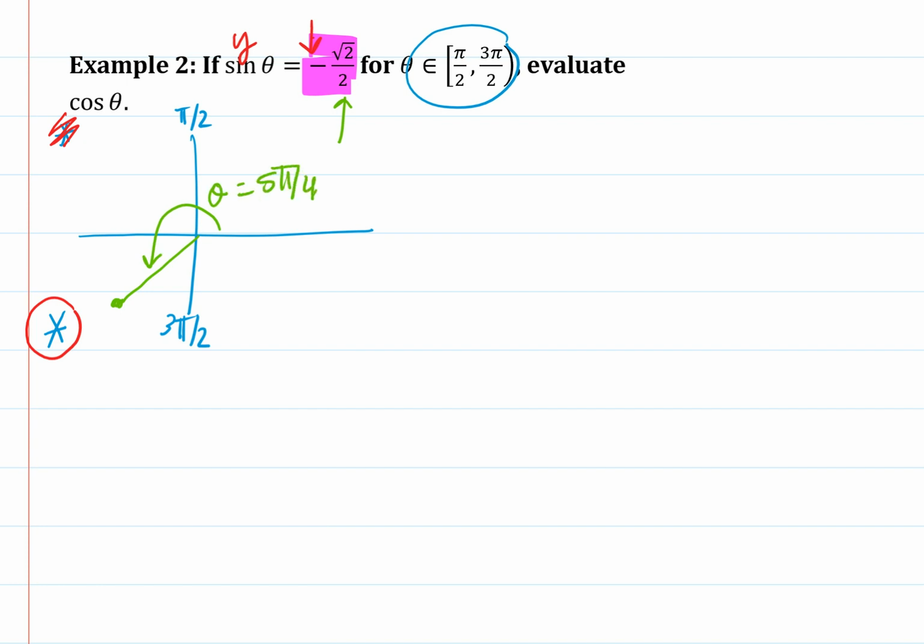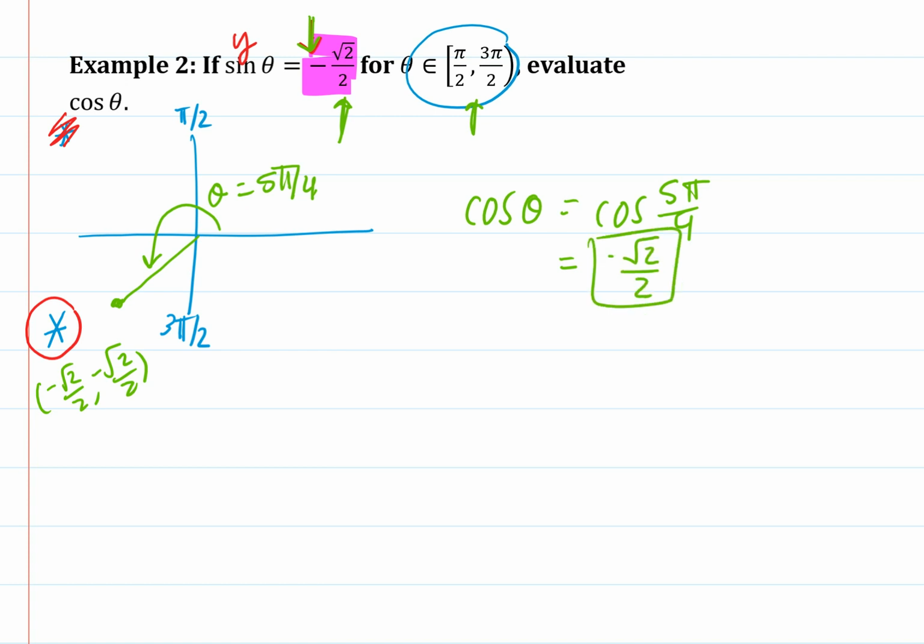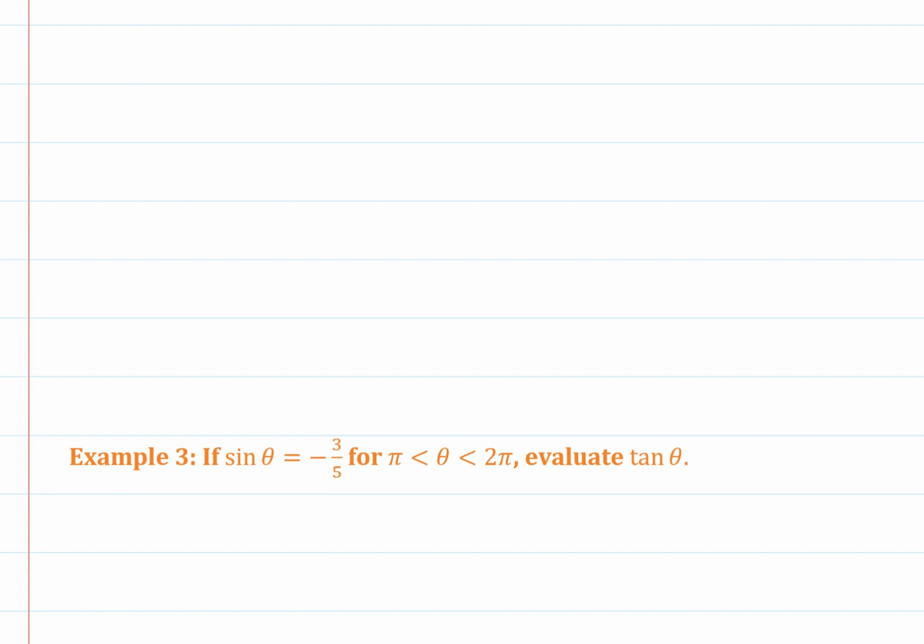It's the only angle in quadrant 2 or 3 that has a negative y value of magnitude root 2 over 2. So if I want to know the cosine of theta, this is just the cosine of 5 pi over 4. I figured out what the angle measure was because I recognized its y value. And, well, let's see. 5 pi over 4 has the coordinate pair negative root 2 over 2, negative root 2 over 2. Cosine is its x value. So the cosine of 5 pi over 4 is just negative root 2 over 2. One final example for today.